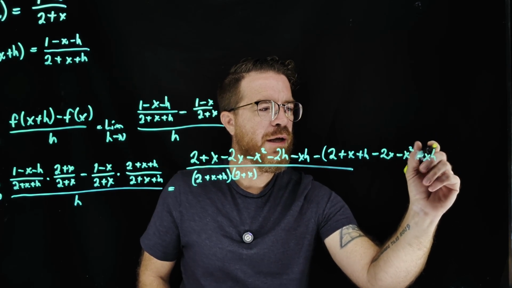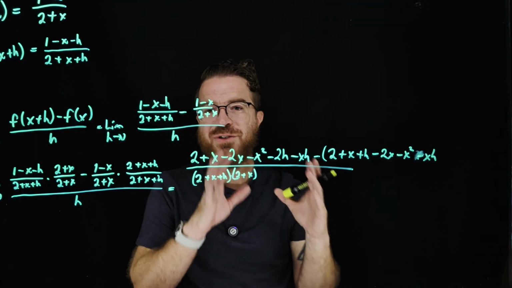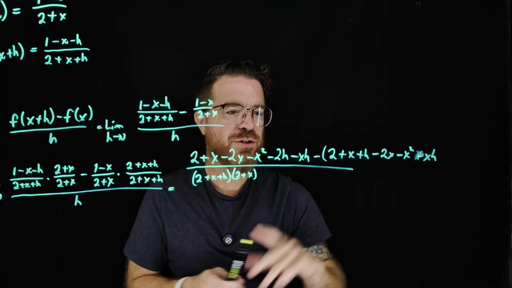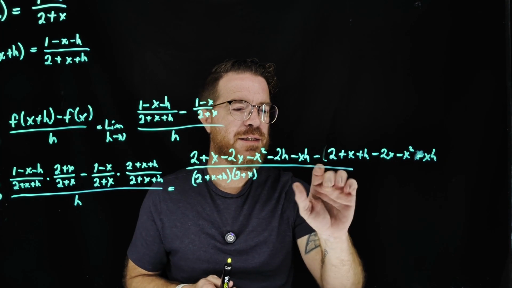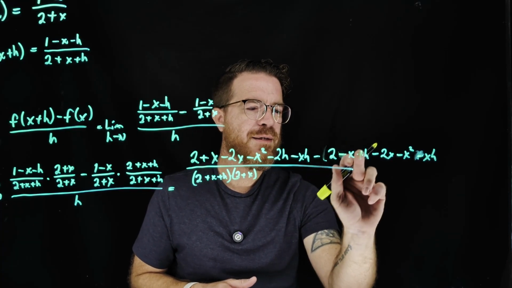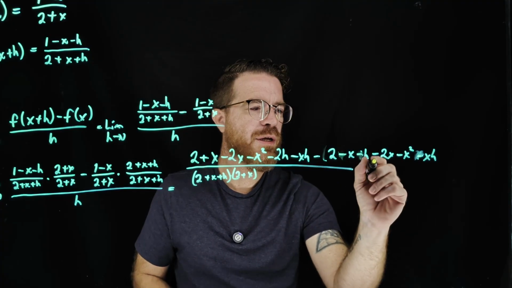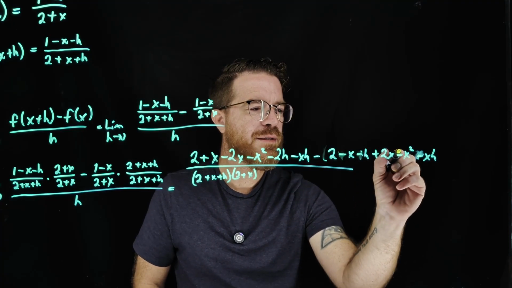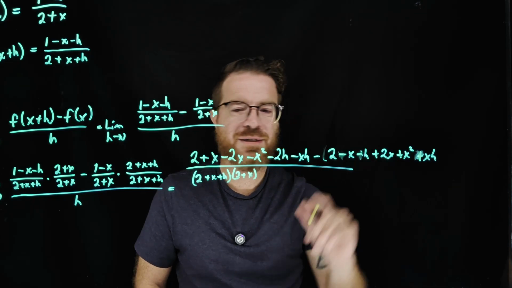Minus xh. And then I'm going to distribute this negative just to make this a little bit easier, so we're doing cancellation. So by getting rid of this parentheses, this is going to be minus 2 minus x minus h plus 2x plus x squared plus xh.